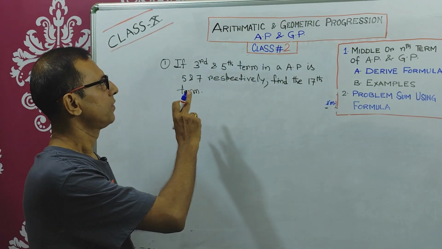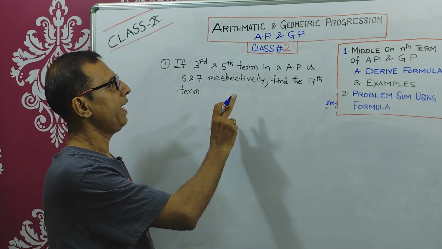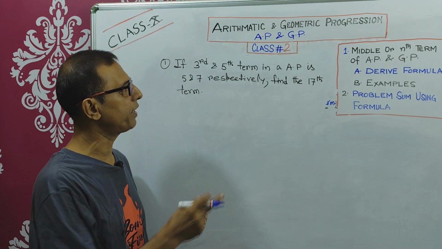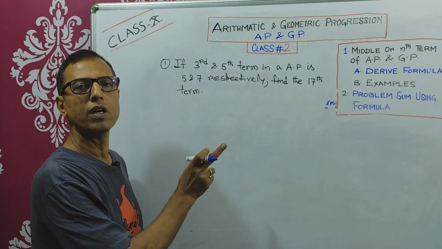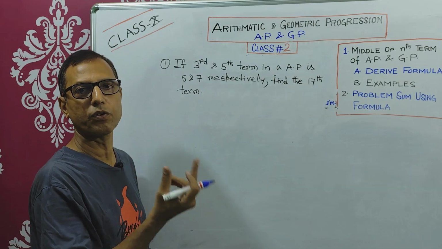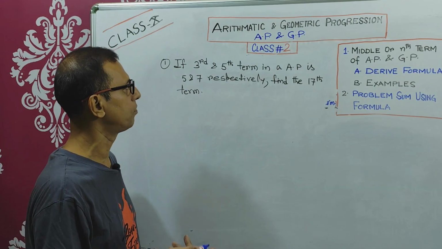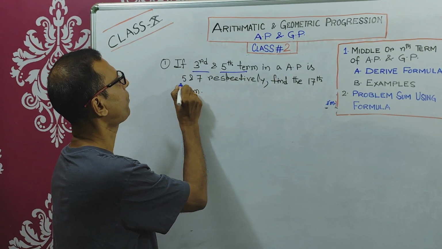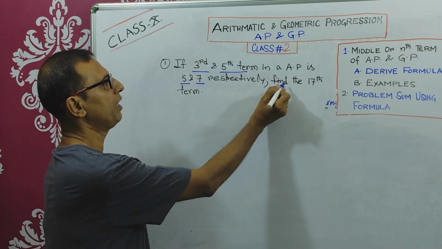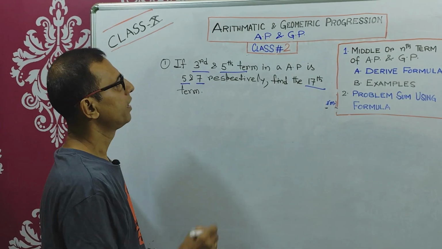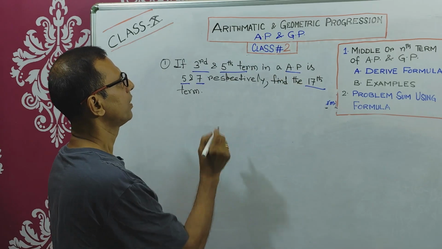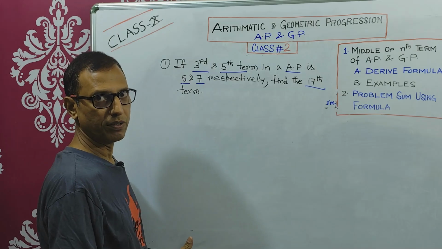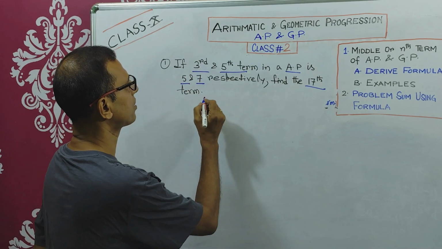Okay, third example, what I was telling you. If A and D are not given, maybe the condition is given in such a way that two equations are given, you need to derive the values of A and D, and then you can find the arithmetic progression also. So if the third and fifth terms of an AP are 5 and 7 respectively, then find the 70th term. It's an AP. That means the third and fifth terms are given, but A and D values are not given. That means there are two equations given.